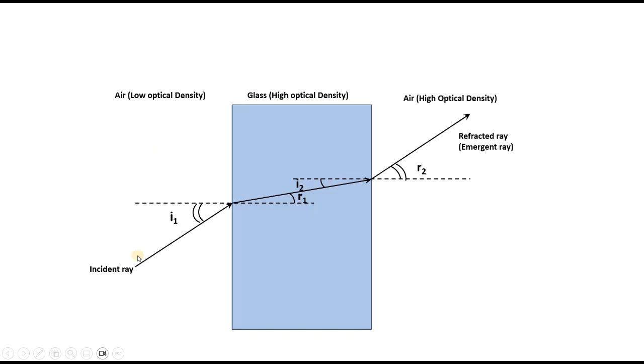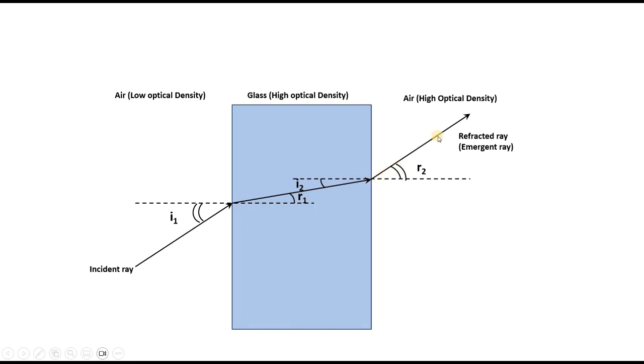If you take this white area as air, which is a low optical density, blue is a glass block, higher optical density, and again we've got air, which is low optical density. So when your incident ray strikes the boundary here, it moves from low to high optical density, it slows down, and then it's refracted or bent towards the normal. Then the light ray continues to move. It strikes the second boundary, but now it moves from high optical density to lower optical density. So it accelerates here and it's bent or refracted away from the normal.